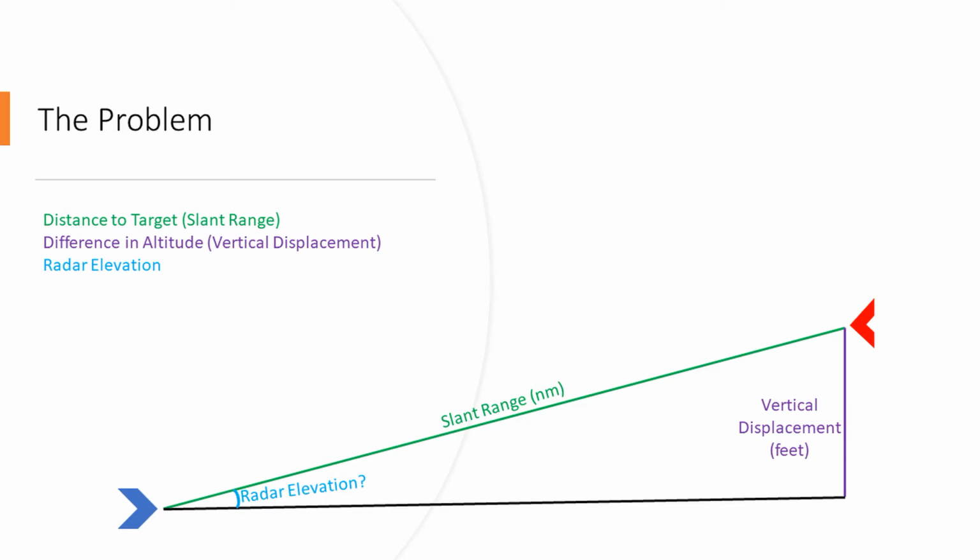So the distance to the target is the green line here, the hypotenuse of the triangle. And that's known in radar terminology as the slant range. The purple line is the vertical displacement. And that is the difference. When we get to the examples, this will make more sense, but that's the difference between your altitude and their altitude. And the blue angle, obviously that's the radar elevation.